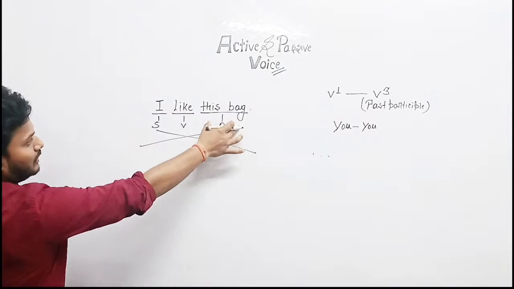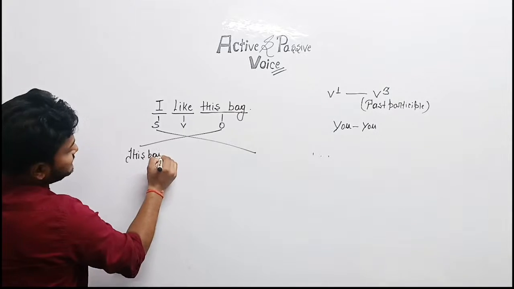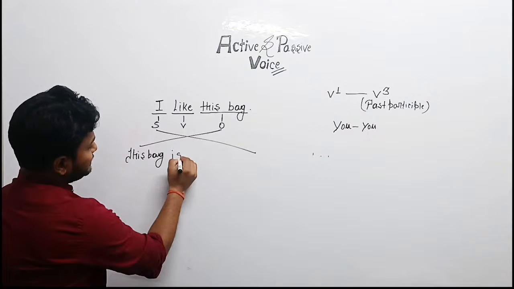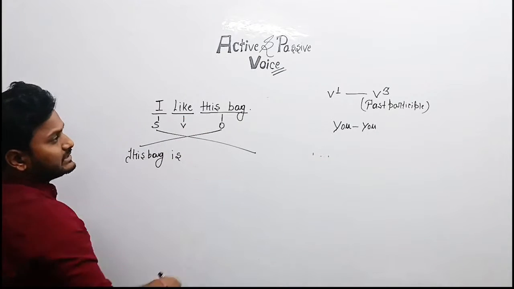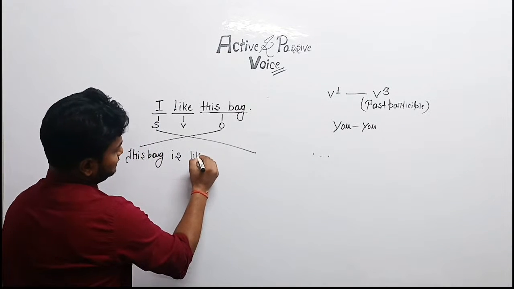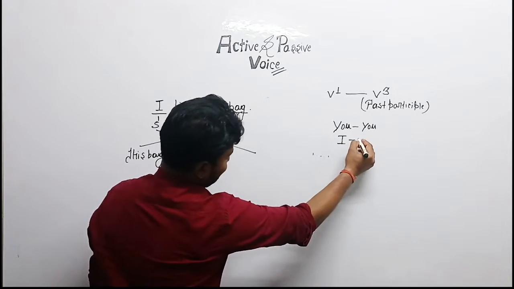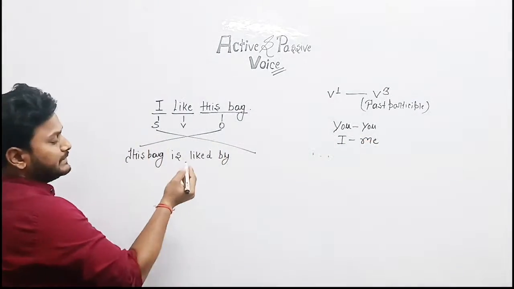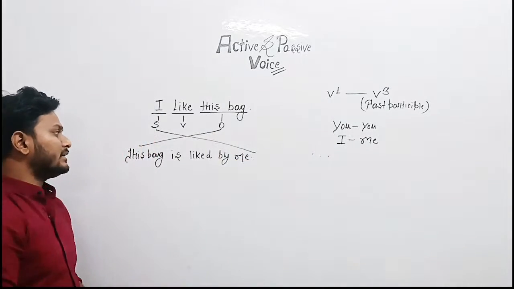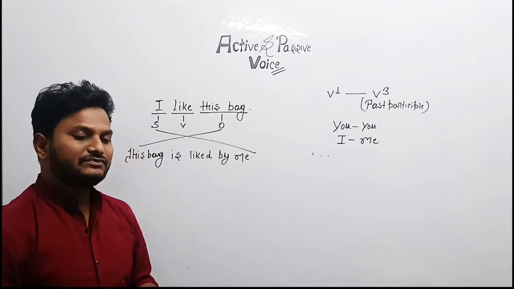This object becomes the passive subject, so this will be "this bag." In this sentence we are talking about only one bag, so it will be "is." This bag is, and what is verb 3 of like? L-I-K-E, liked. This bag is liked by, and whenever we change "I" into passive, it becomes "me." So this bag is liked by me. This is the passive structure of this sentence. I like this bag; this bag is liked by me. This is very simple. Whenever you change this type of sentence, it is very simple.